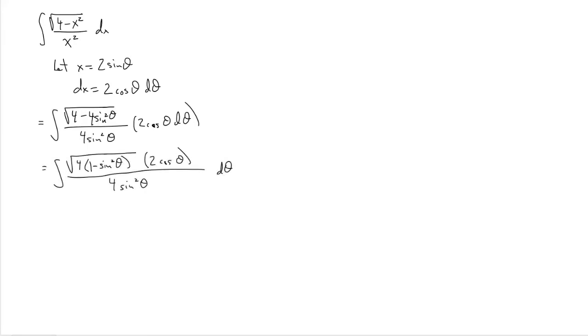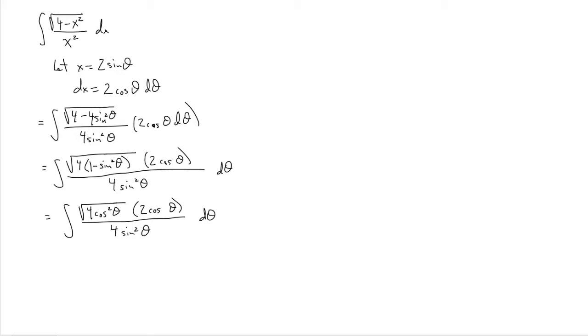And all I've done in this step is factor a 4 out underneath the radical and bring the 2 cosine theta up into the numerator. And the beauty there is that 1 minus sine squared theta is cosine squared theta, a perfect square. I certainly could have done some cancellation with the constants, but I'm in no rush because it's going to get even better in a moment.